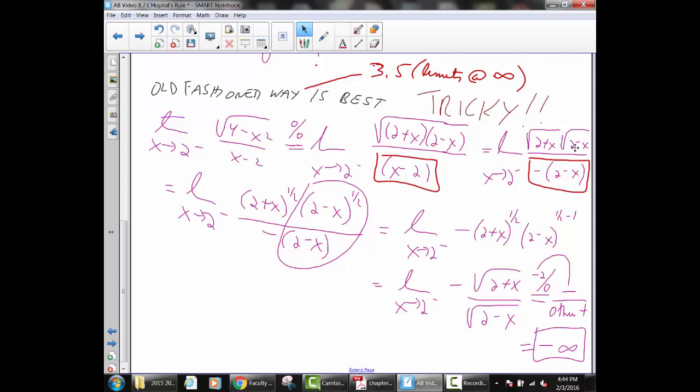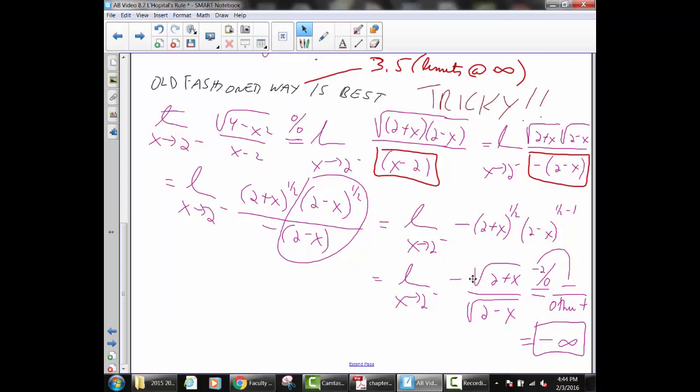Break up that product. Rewrite the bottom as negative parentheses 2 minus x. You now have 2 minus x to the half and 2 minus x to the 1. And then you have 1/2 minus 1, which is negative 1/2. So it ends up as the square root of 2 minus x on the bottom. There's your 2 plus x to the half on the top. There's your negative sign. And at this point, the limit as x approaches 2 from the left.